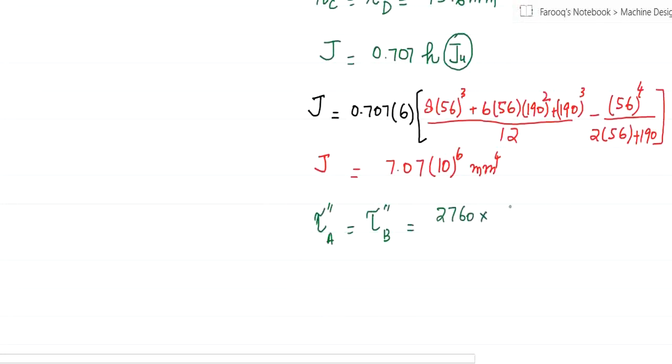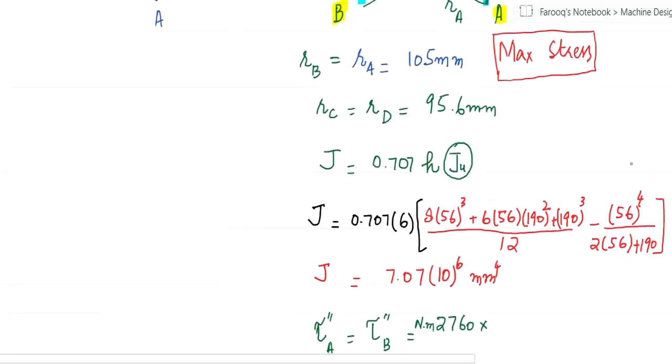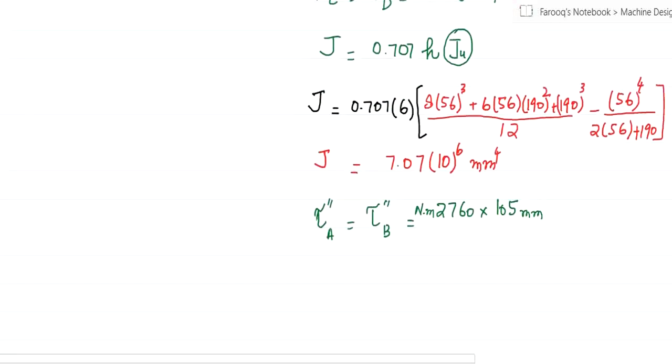2760 Newton meter into RA or RB, which is 105 millimeter, and the value of J, which is 7.07 into 10 raised to power 6 millimeter raised to power 4. So the value for secondary shear stress at point A and B is 41 megapascal.